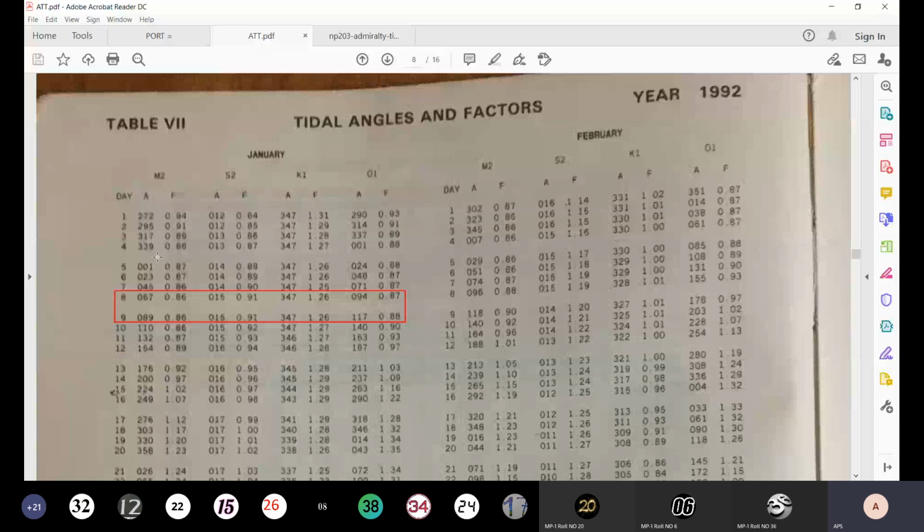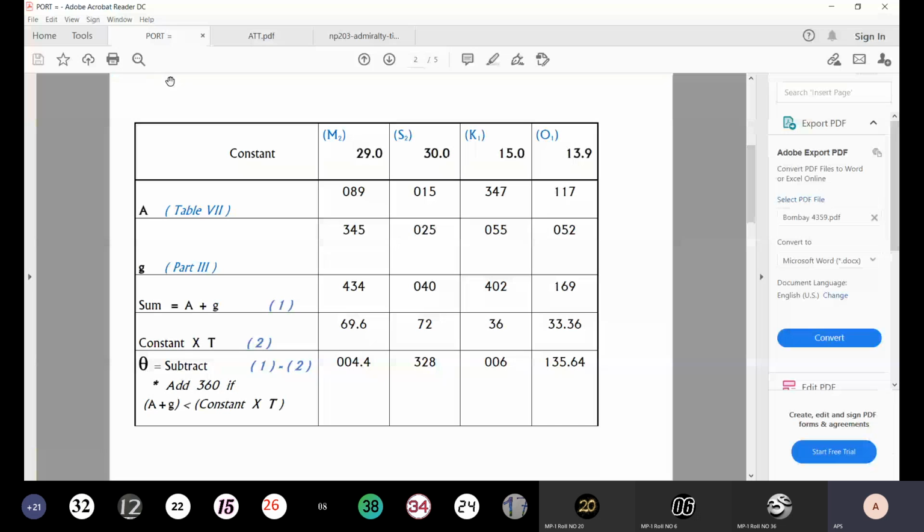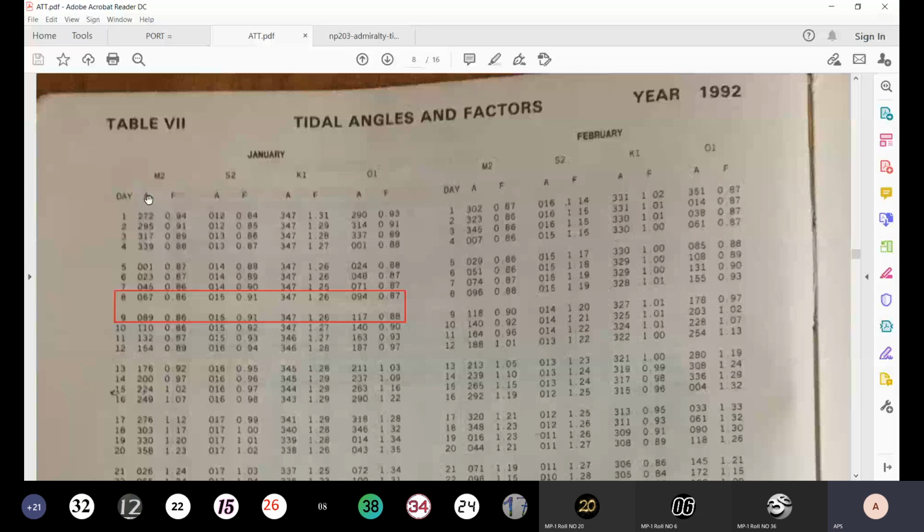So first you write capital A. How much did we have? Capital A under M2 is 0.89. So you can see that 0.89 is here. This is how we write 0.89.